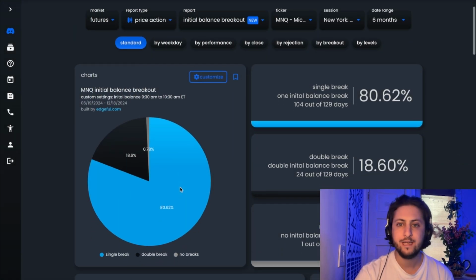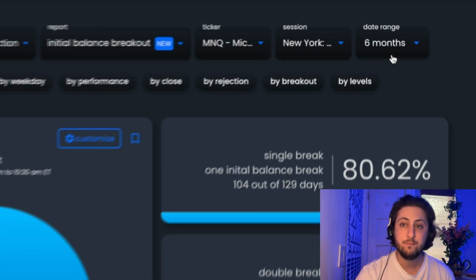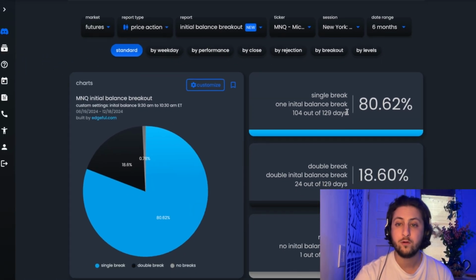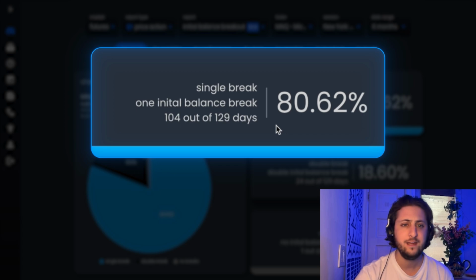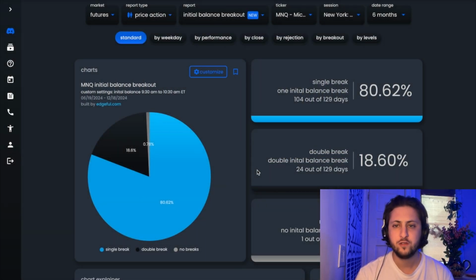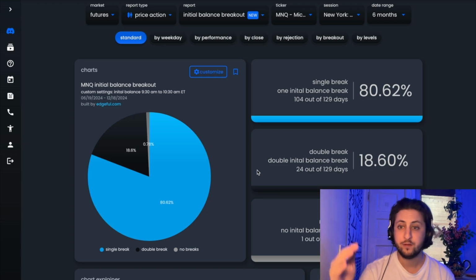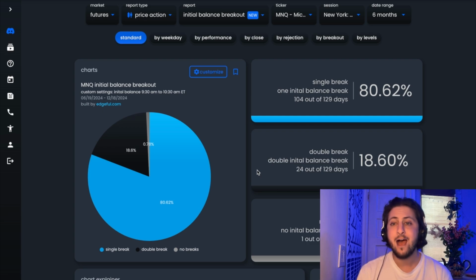So the stats here are really interesting. Now, for the last 6 months, we have only broke one side of the initial balance 80% of the time. That is a huge statistical probability. So how do we actually use this in our trading? Well, very simply, if we wait for the initial balance to form, and then we get a break of either side of the initial balance, so the upside or the downside, we can now maintain a directional bias in whichever direction we got that first break.